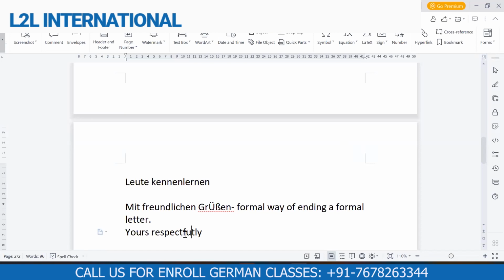Whenever you find this anywhere, Sana, it has to be formal. It should not be informal. Yeah, it has to be formal. Freundlichen, don't go by the word, just take it as a formal way of ending a formal letter.